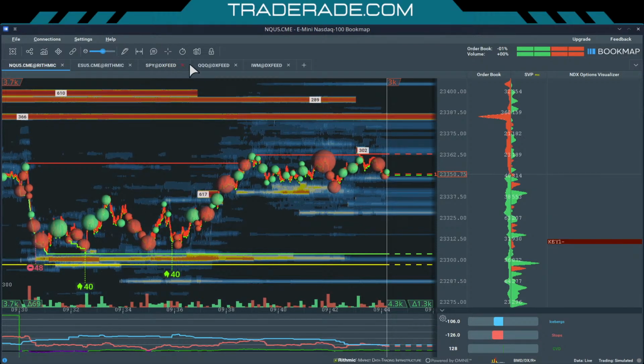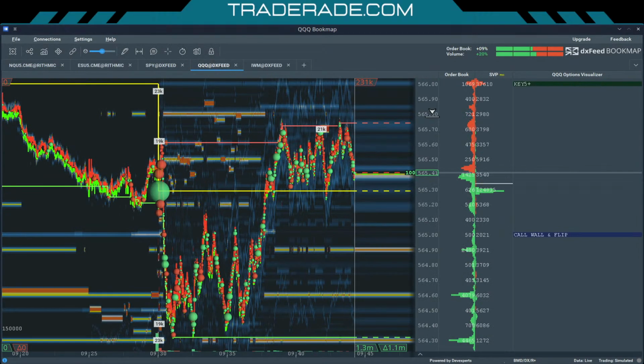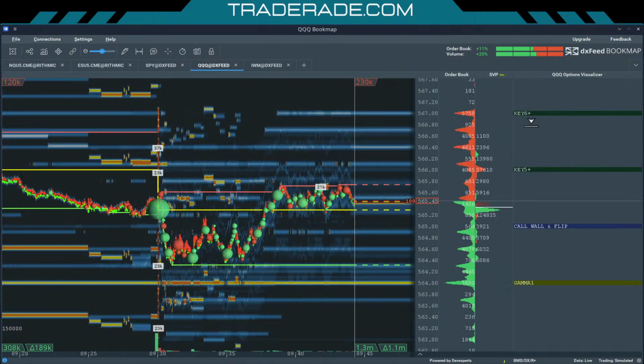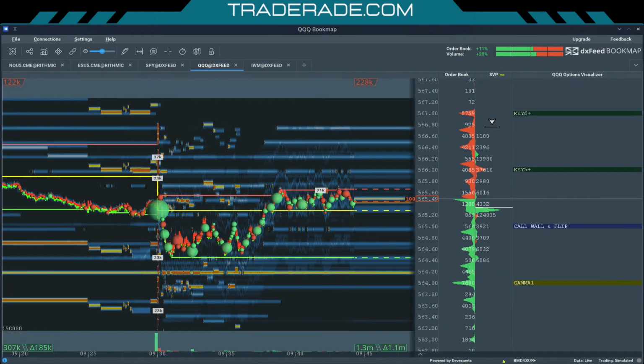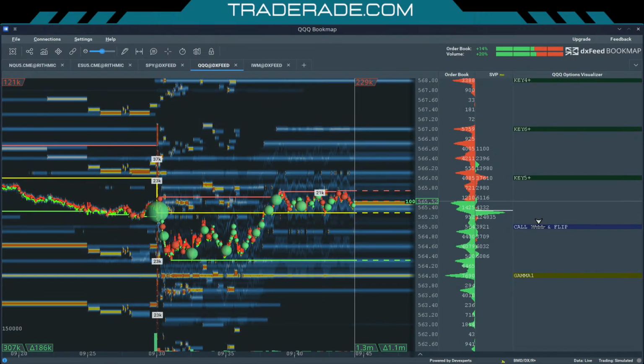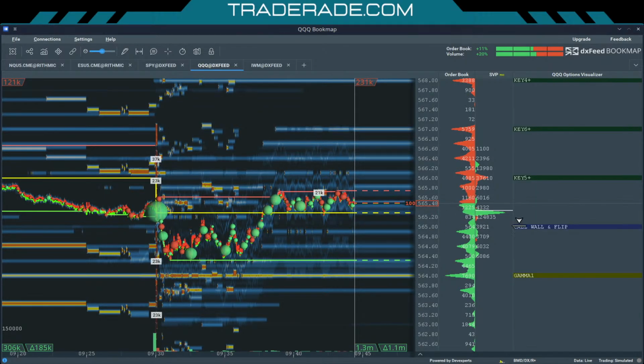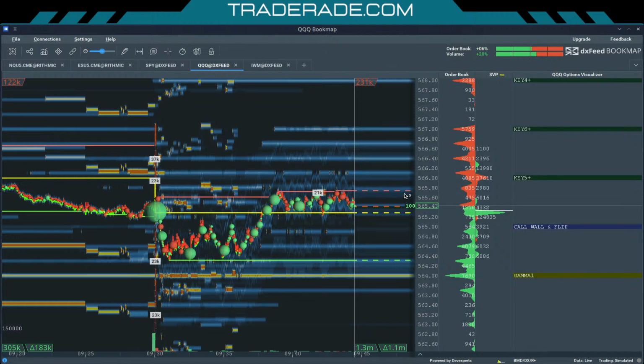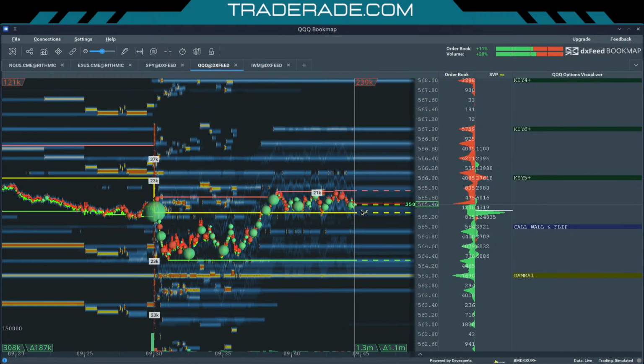And then just to show, we've also got that same options visualizer for triple Q, for SPY, for IWM, all loaded up here. You can see with triple Q, it's trying to push above its respective call wall and into positive gamma on the triple Q options chain here. So that is constructive to see. Looks like we're building some acceptance above there.